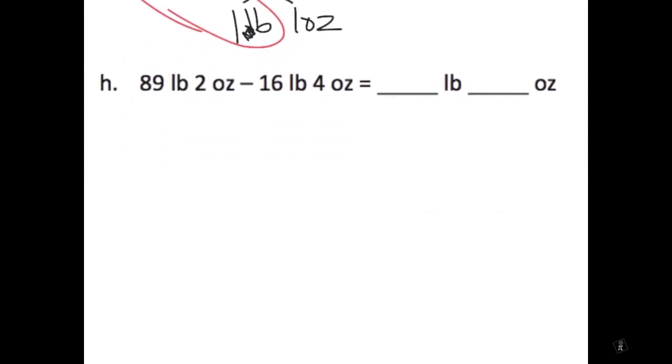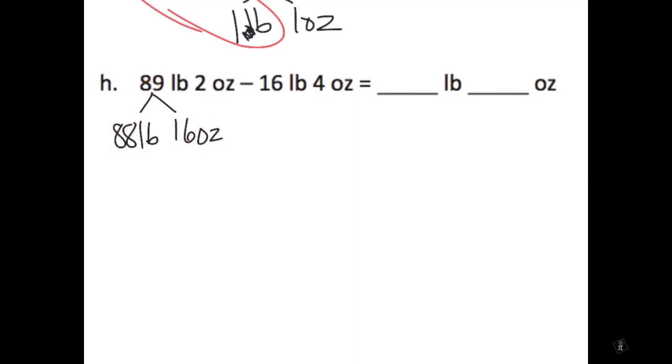So let's take a look at H. H is a subtraction, and we always have to pay attention to subtraction because we have enough pounds to subtract 16 pounds. That's pretty straightforward. But right now, we do not have enough ounces to subtract 4 ounces. So what we're going to do is take that 89 pounds and separate it. We're going to decompose it to 88 pounds and 16 ounces. Because remember, 16 ounces is 1 pound, plus 88 pounds, that gives us 89 pounds.